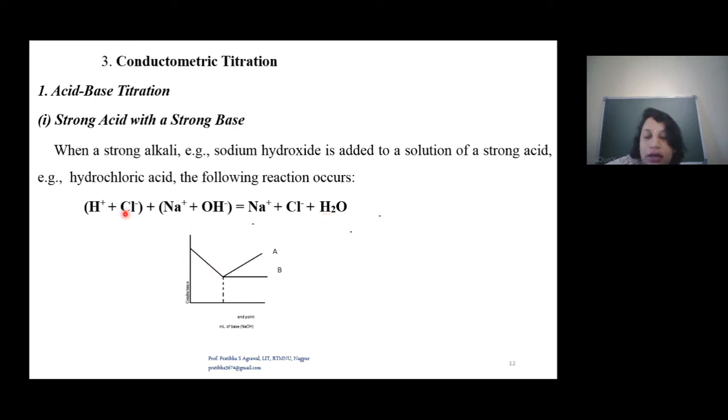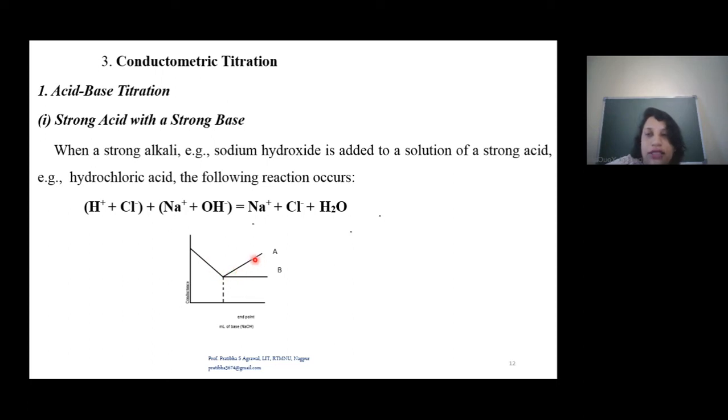Just take HCl in a beaker and add NaOH from the burette. What will happen? The concentration of H positive ion decreases as it is neutralized. One step will reach when all the solution is neutral and H positive vanishes. Now after more addition, the concentration of OH negative ions increases, and that's why conductance again increases. So this is the nature of the graph, and the point of intersection of the two graphs, two straight lines, will be the equivalence point.